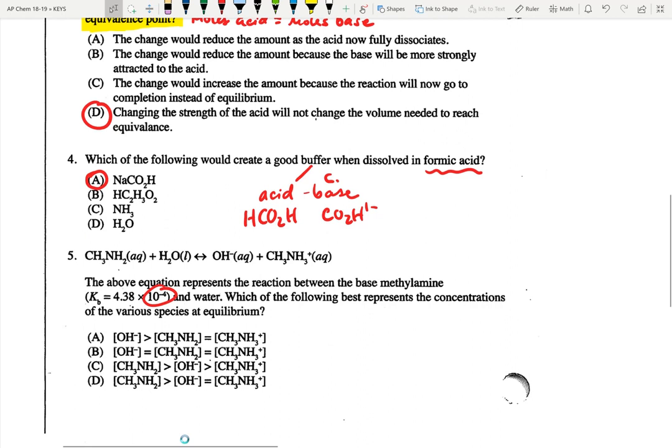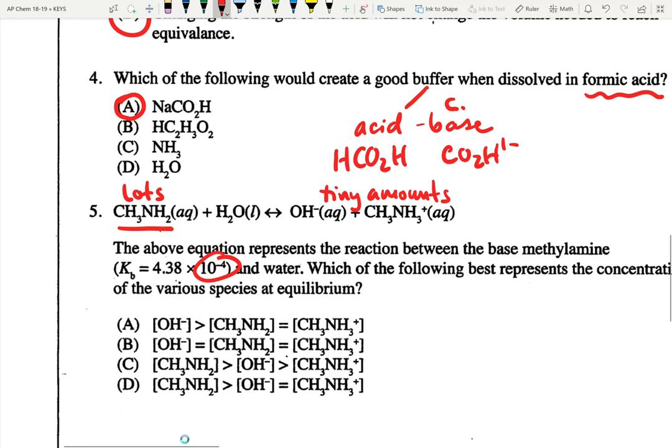And so hardly any of the original CH3NH2 methylamine is going to be converted over to this. We are going to have lots of this left, and only little tiny bits of both of our products being produced. Now, not only are we going to have tiny amounts of both of those being produced, but because this reaction is 1-to-1 to 1-to-1, as most of our reactions are in this unit, these two amounts are going to be equal, right? Because they're going to be formed at the same rate, one OH for every one CH3NH3 plus ion. So those two are going to be equal at all times.